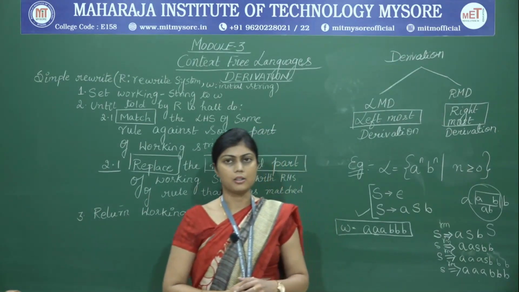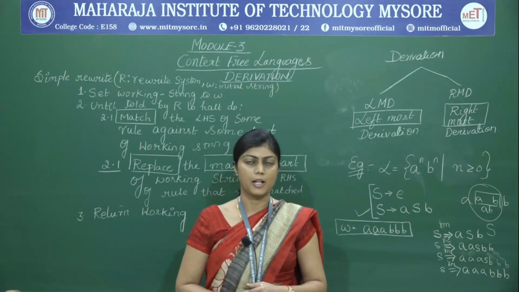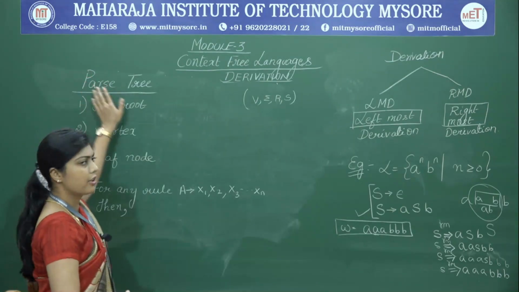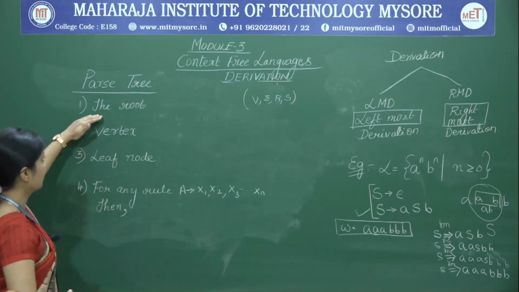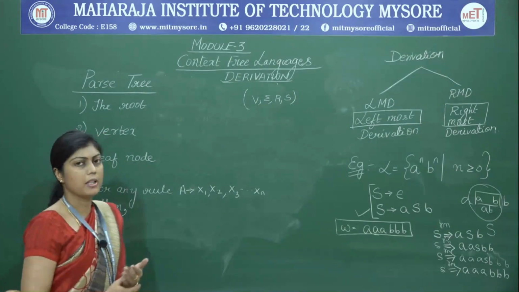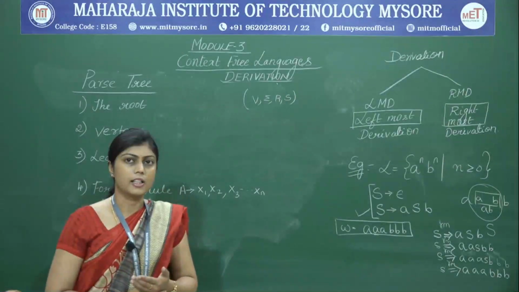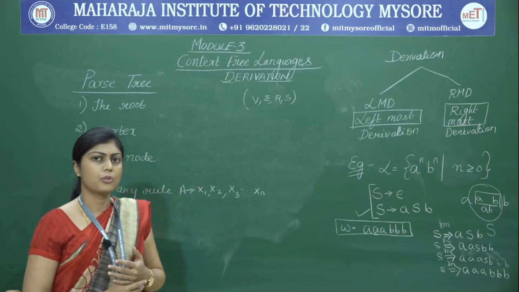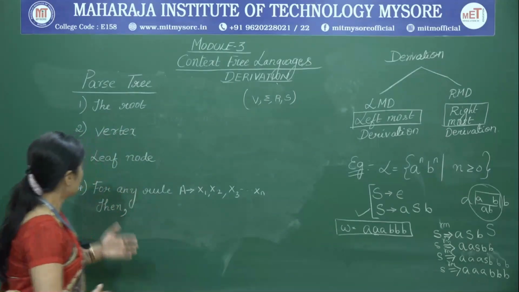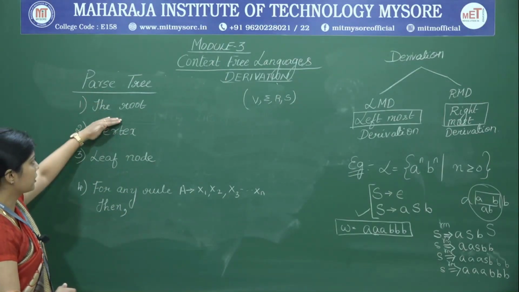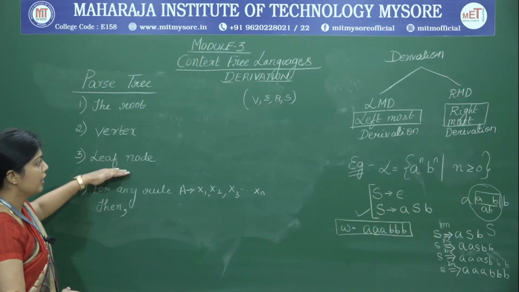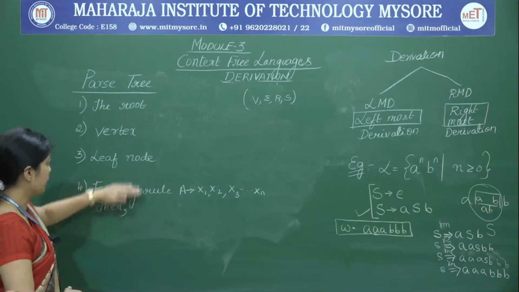Associated with the derivation, there is one more concept that we have to learn, and that is called a parse tree. Any tree that we consider will have some root, will have some vertex or leaf node. You must have seen binary trees in your studies of data structures. So you have an idea of what a tree is and how it is represented. Every tree will have some root, some vertices, and some leaf nodes, which are the terminal nodes.